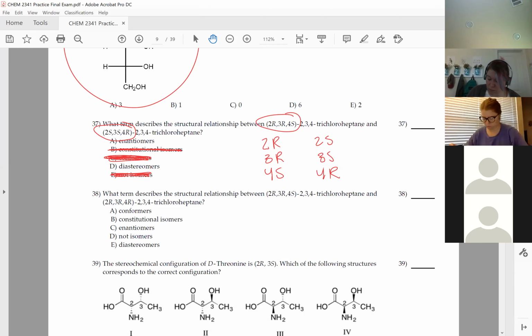So which one is this? Yeah, these have to be enantiomers because the 2R got flipped to 2S. This R got flipped to S, and the S got flipped to R. So these are enantiomers of each other because they would be exact mirror images. They are exact opposites. So that's the way you deal with that type of question.